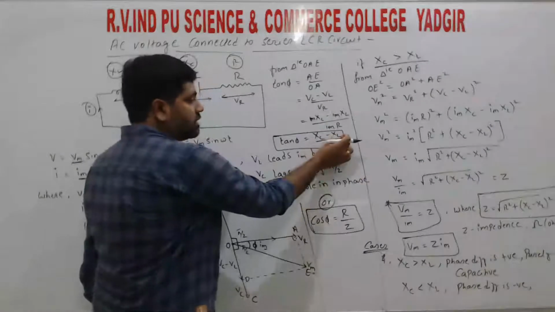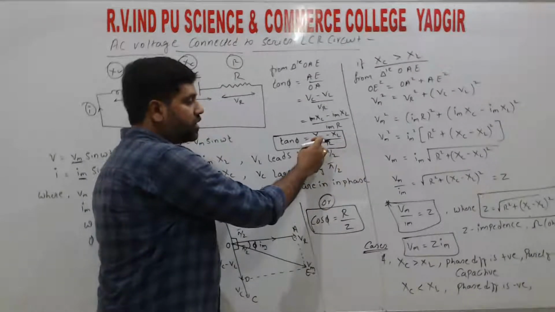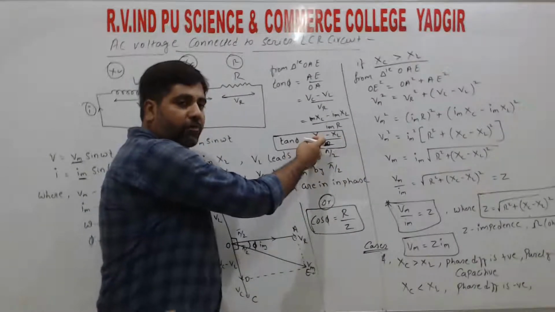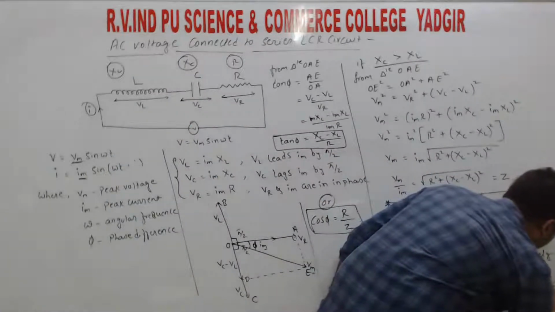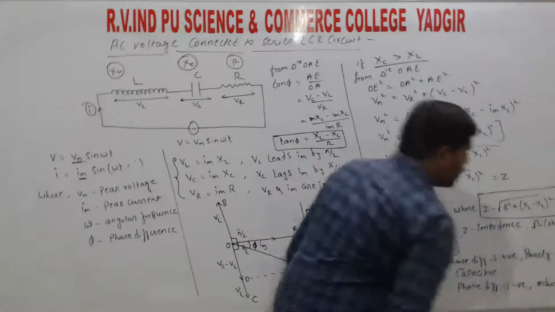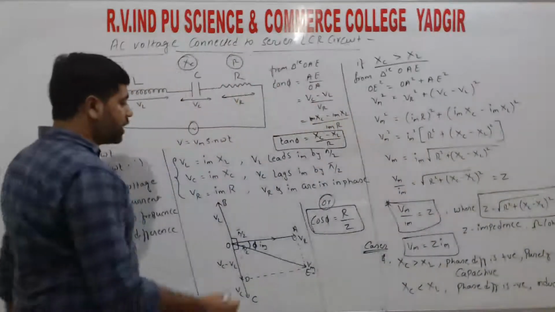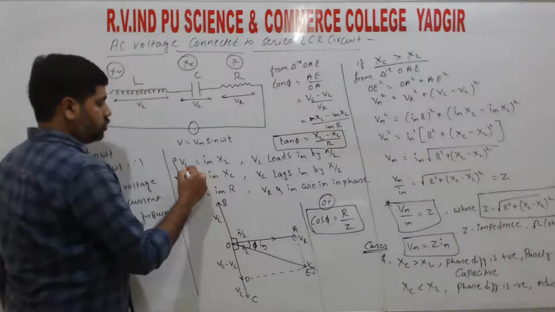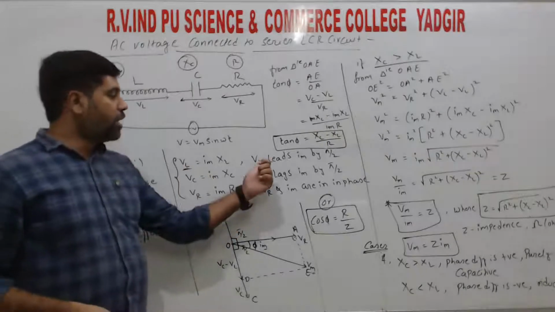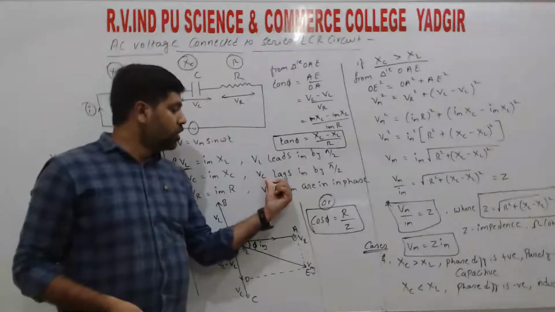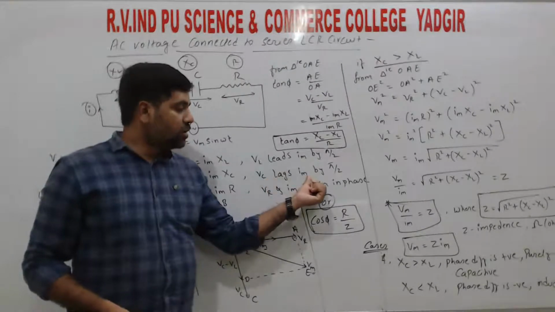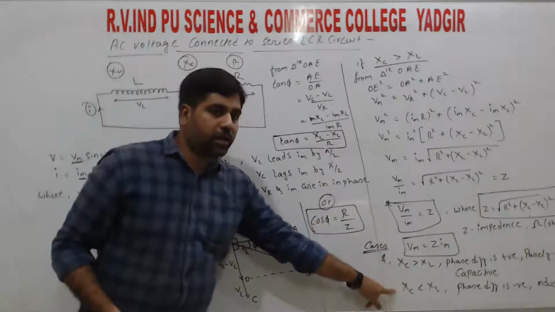So Xc is less than XL, XL value is more than Xc, that means the phi value we are getting is minus. So hence it becomes purely inductive, right? So in inductive, what happens? Voltage leads the current. In capacitive, what happens? Voltage lags the current. So that we can apply here, right?